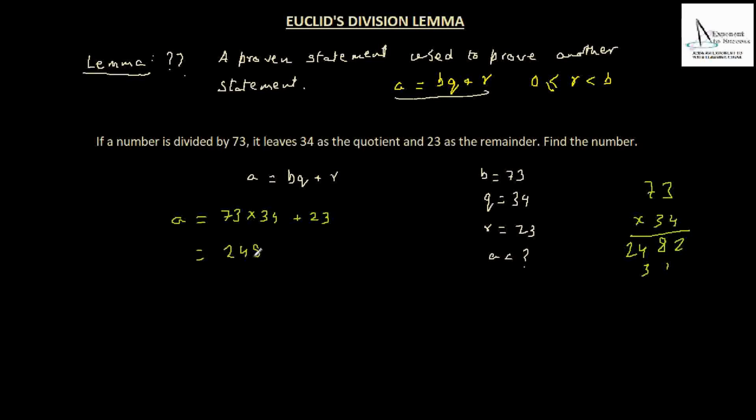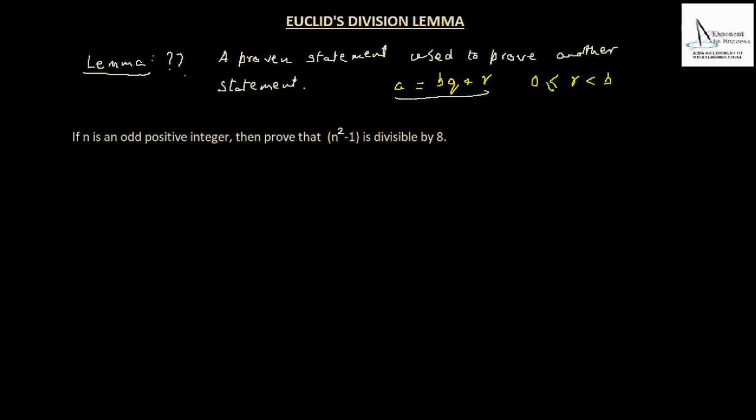So we got 73 times 34 is 2482 plus 23, which is the remainder. Let's add that. So 2 plus 3 is 5, 8 plus 2 is 10, 1 carried forward, and 4 plus 1 is 5, and 2. So obviously the number, or A, happens to be 2505. And again, if you divide it by 73, you'll notice that the quotient is 34 and that the remainder is 23. Okay, so let's have a look at another question.